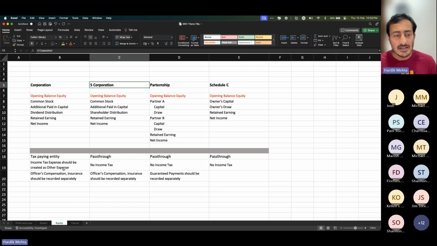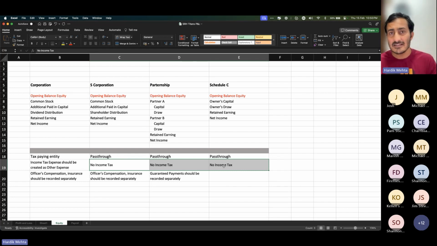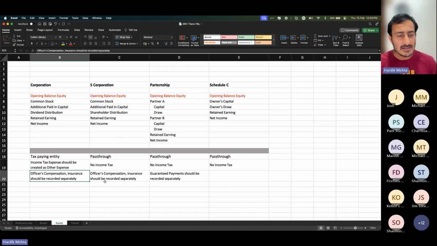So we just want to make sure that if there are any income taxes ever paid, it's not the company's taxes. It could probably be your partner's or owner's taxes. Then we have to put it accordingly. We also want to make sure that officers' compensation and insurance, especially in case of a corporation, should be recorded separately, because when we are filing the taxes, there is a need to report those in the tax return. So if we have separate accounts for this, we can easily find that information handy and report it accordingly.